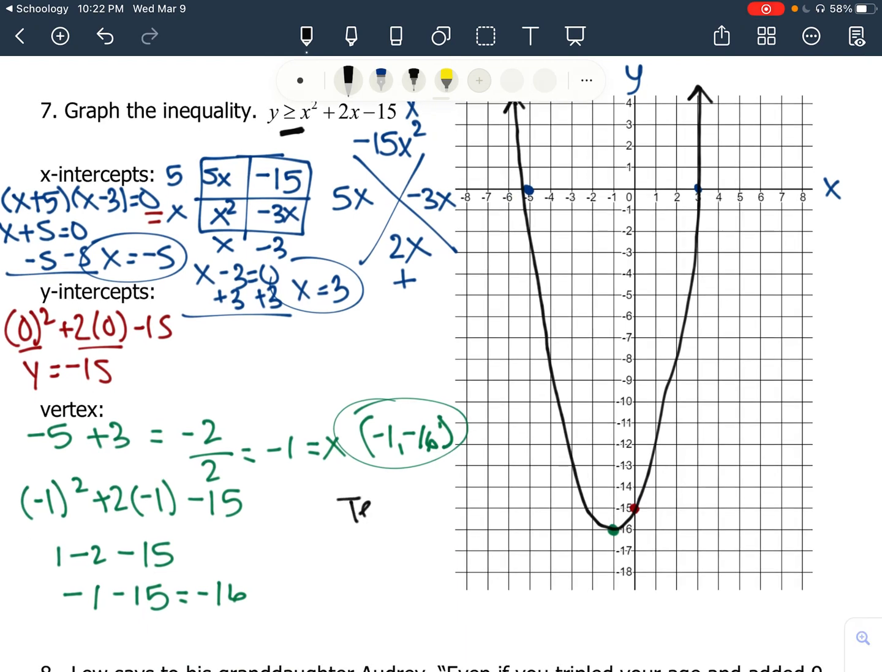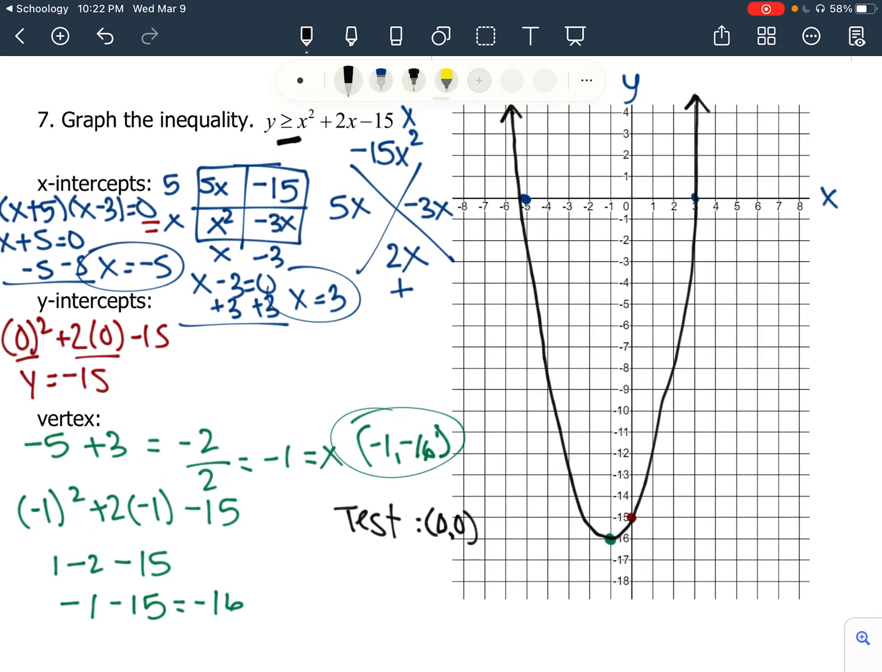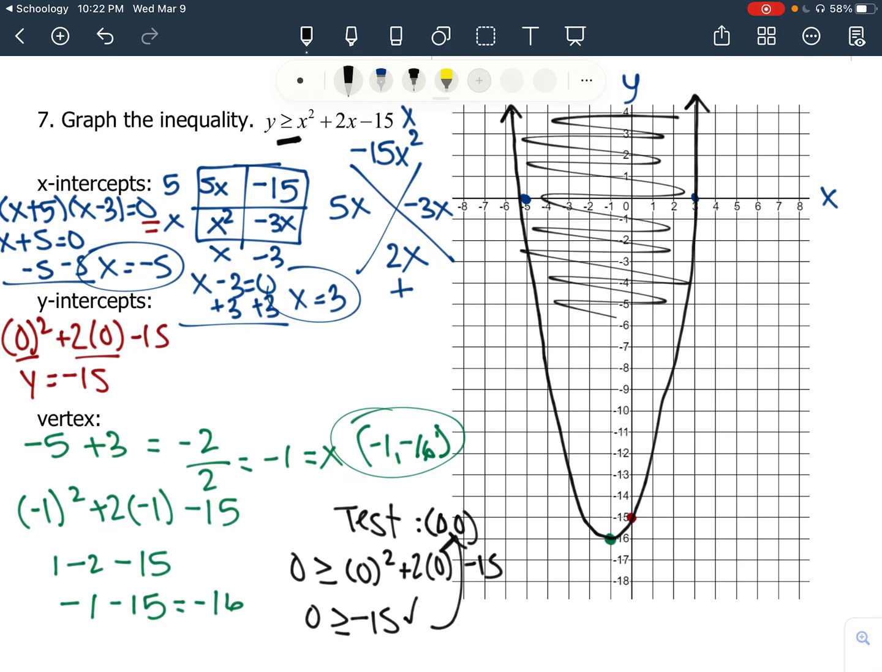So testing 0, 0. I'm going to put in 0 for x and y. So 0, is that greater than or equal to 0 squared plus 2 times 0 minus 15? So 0 greater than or equal to 0 plus 0 minus 15. 0 is greater than or equal to negative 15, so that means you do shade where 0, 0 is, so I'm shading on the inside. All right.